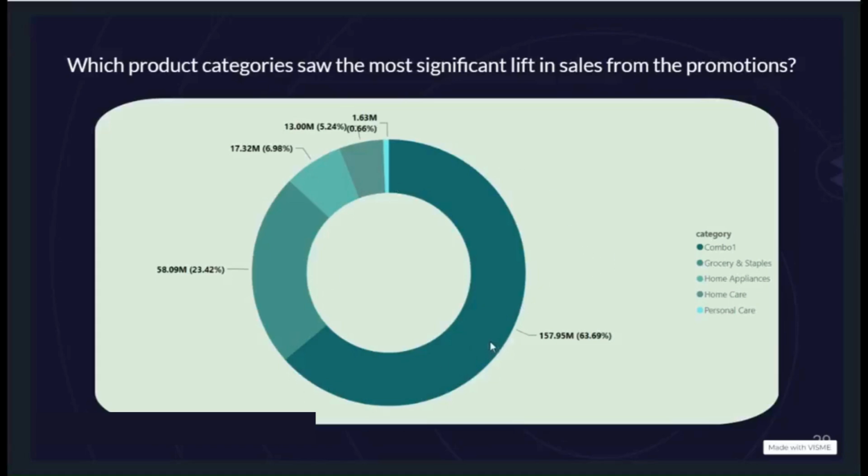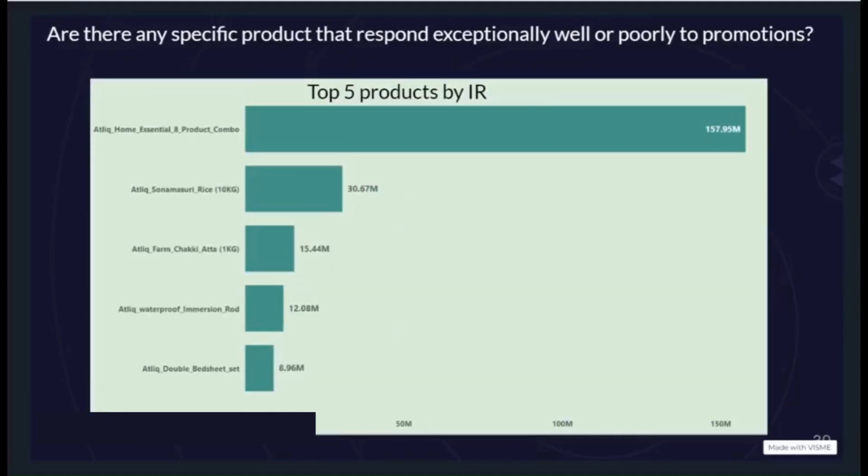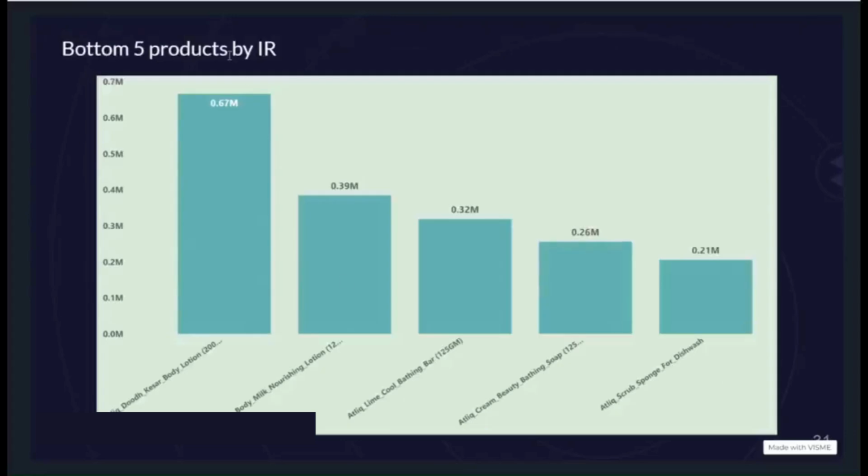Here combo 1 generated 157.95 million revenue, and grocery and staples generated 58.909 million. Move ahead. So the next question is, are there any specific products that respond exceptionally well or poorly to promotion? Here, Atliq Home Essential 8 Product Combo are the top products, generating the highest incremental revenue percentage. Now we will talk about the bottom 5 products by incremental revenue.